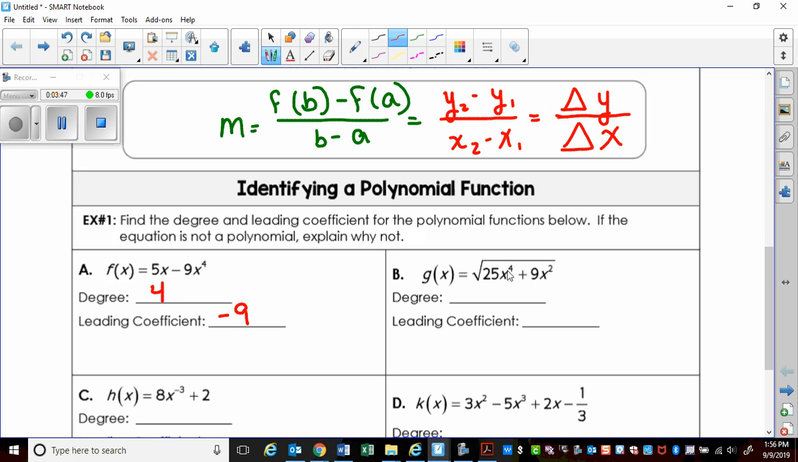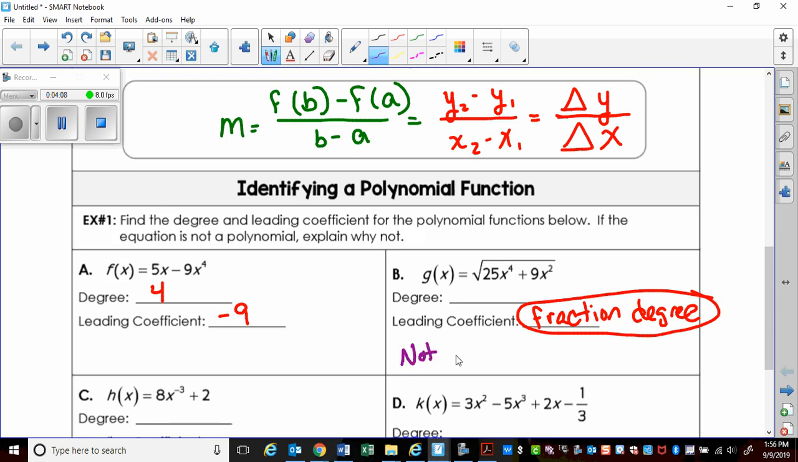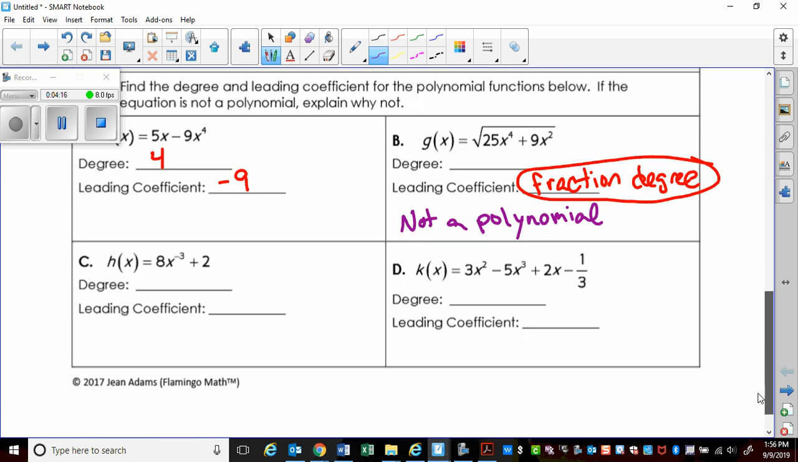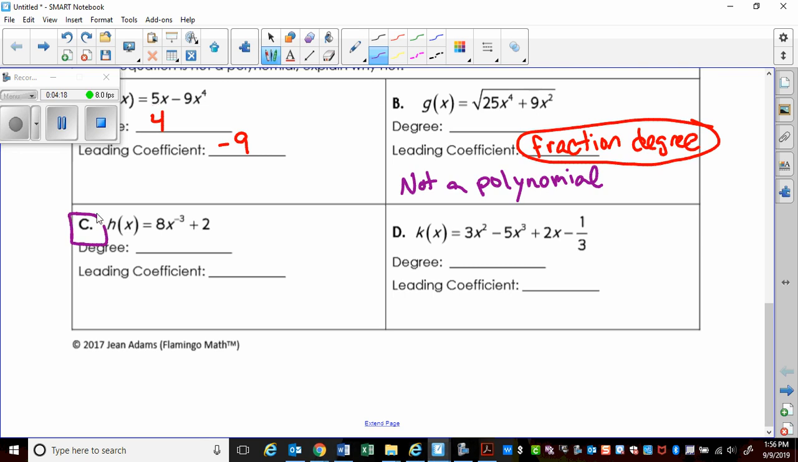This one actually is not a polynomial function because this is going to be a fraction. The degree is going to be a fraction. So since it's going to be a fraction degree, this is not a polynomial. I want you guys to try the other two. Pause the video and try these now. Degree and leading coefficient.